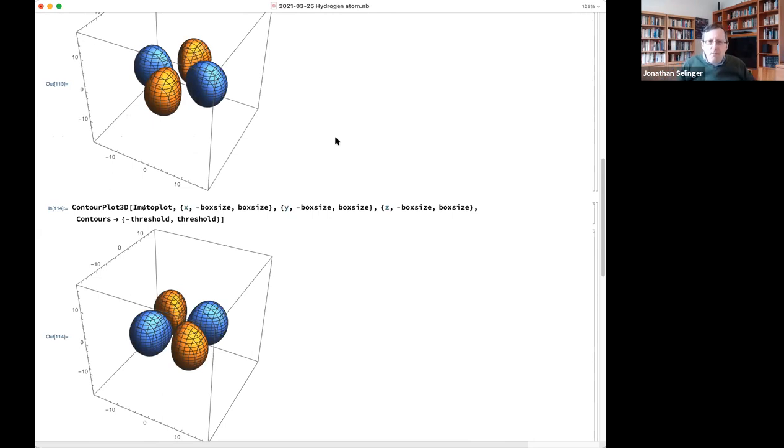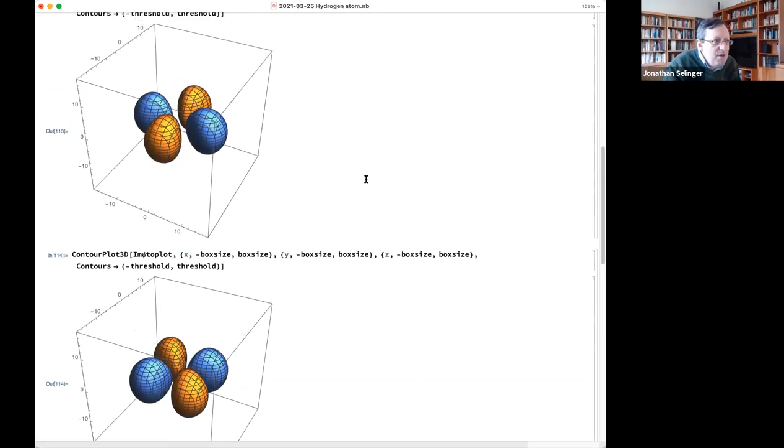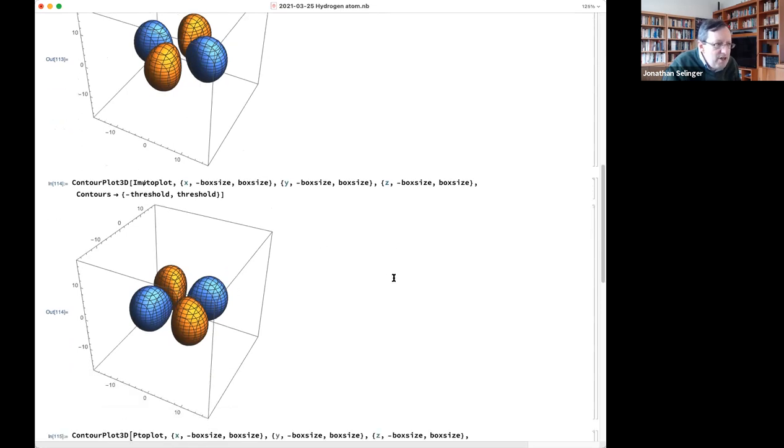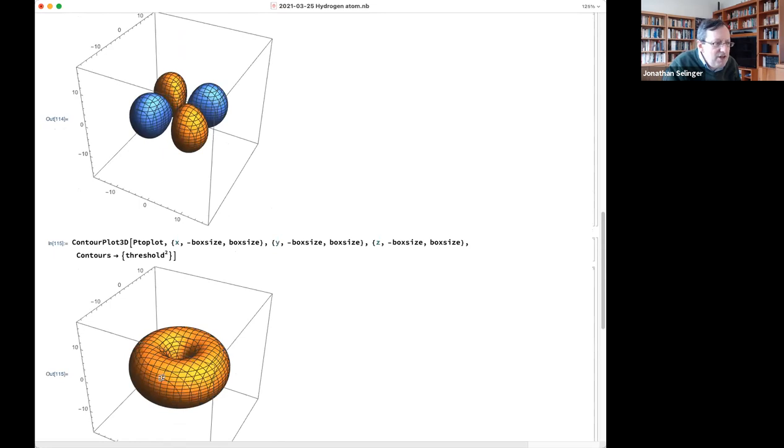So for the particle in a sphere, there's a hard cutoff. There's the wall of the sphere. The electron can't be any farther out than that. In this case, it's softer. It's an exponential decay as a function of distance instead of the hard cutoff. But you see the wave function now has this four lobe structure for the real part and the imaginary part. And now the probability density comes out looking like this donut.